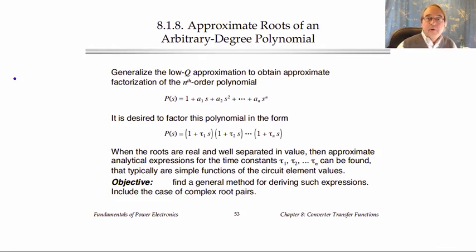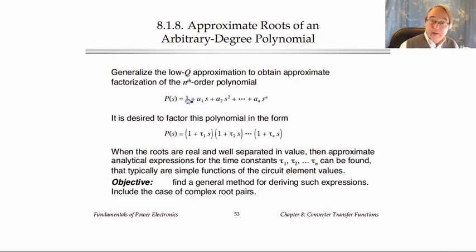In this lecture, we will generalize the low-Q approximation to the case of a higher-order polynomial. So what we're going to do is use numerical values to justify making approximations, but those approximations then can be expressed as analytical functions of the component values, and these analytical functions can be very simple.